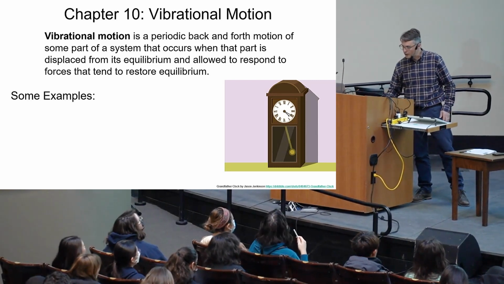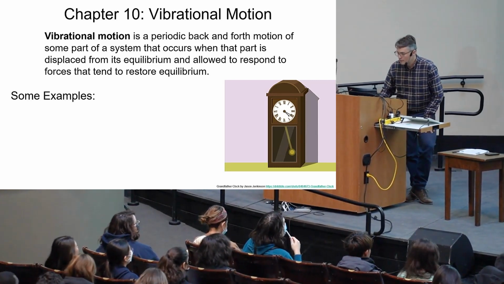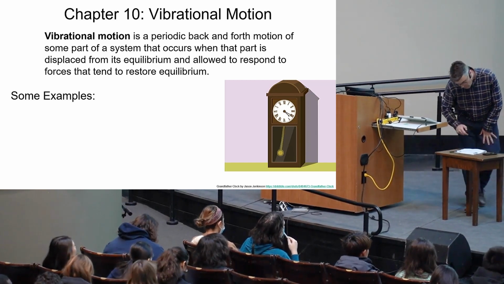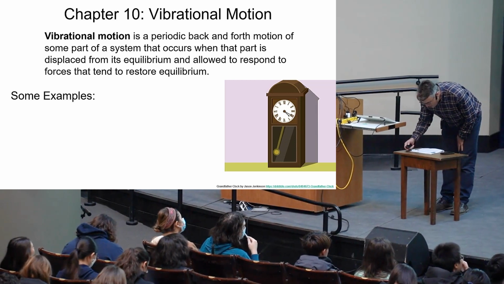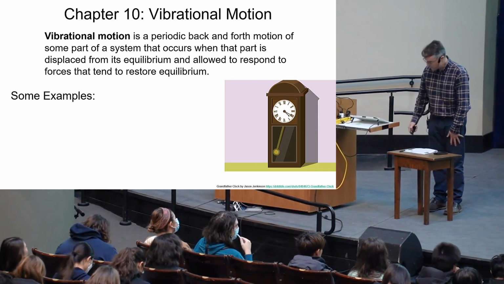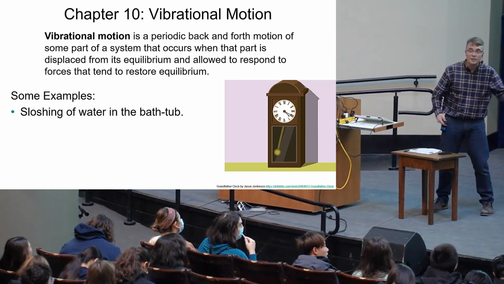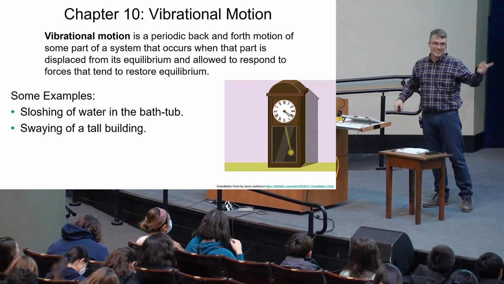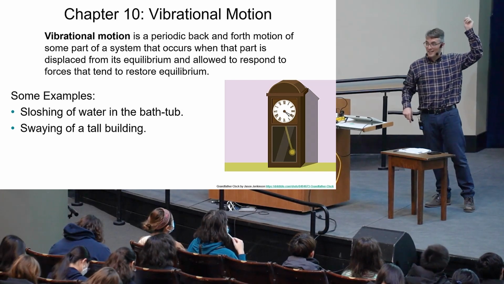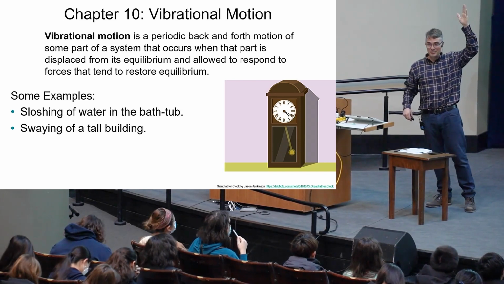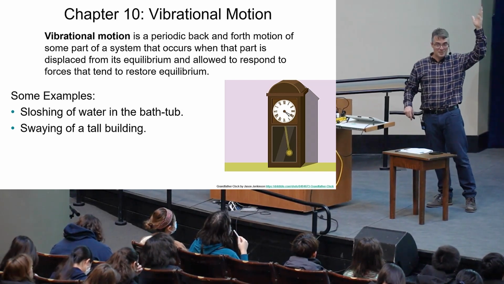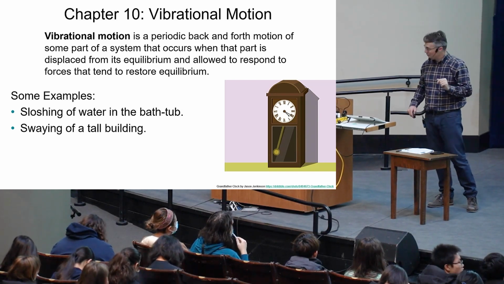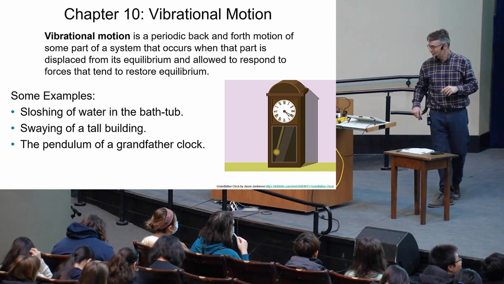Vibrational motion is periodic back and forth motion of some part of a system that occurs when that part is displaced from equilibrium. Okay, and there are some forces that try to restore it. So examples: sloshing of water in the bathtub, swaying of a tall building. It turns out that if you go into the top of McLennan Physics Labs, way up to the 14th floor, astronomers have measured about a 1 second period of the whole thing, especially on a windy day. It goes back and forth, which is annoying if you're looking at stars.